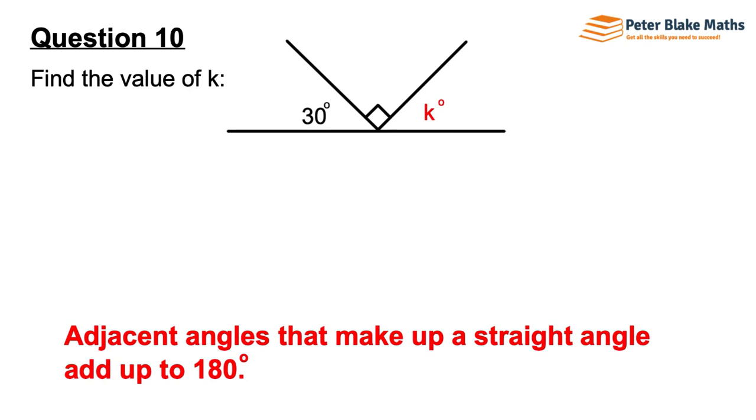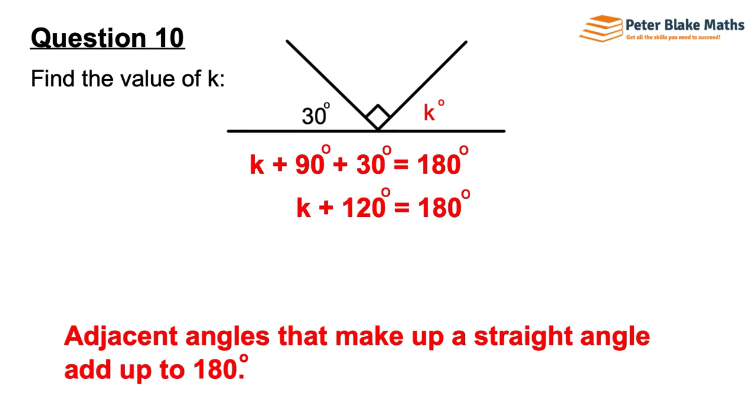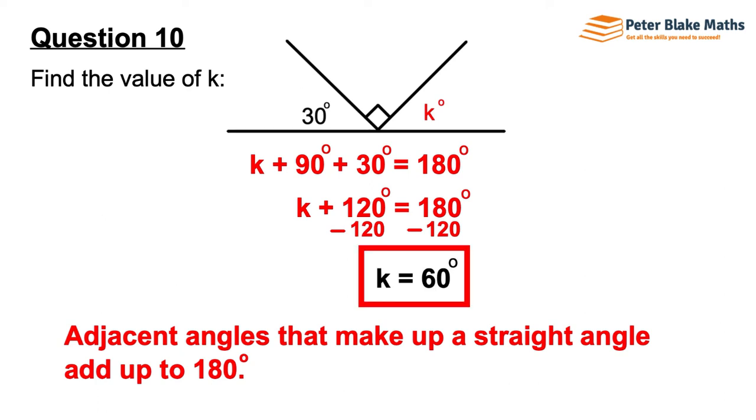So let's make a little equation out of that. We've got k plus 90 plus 30 equals 180 degrees. 90 plus 30 is 120, so let's just simplify that a little. k plus 120 equals 180. Can you see what we're going to do next? We're going to get k on its own by subtracting 120 from both sides. That'll leave us with k on its own on the left-hand side, and 180 minus 120 is 60 degrees. Final answer, k equals 60 degrees.